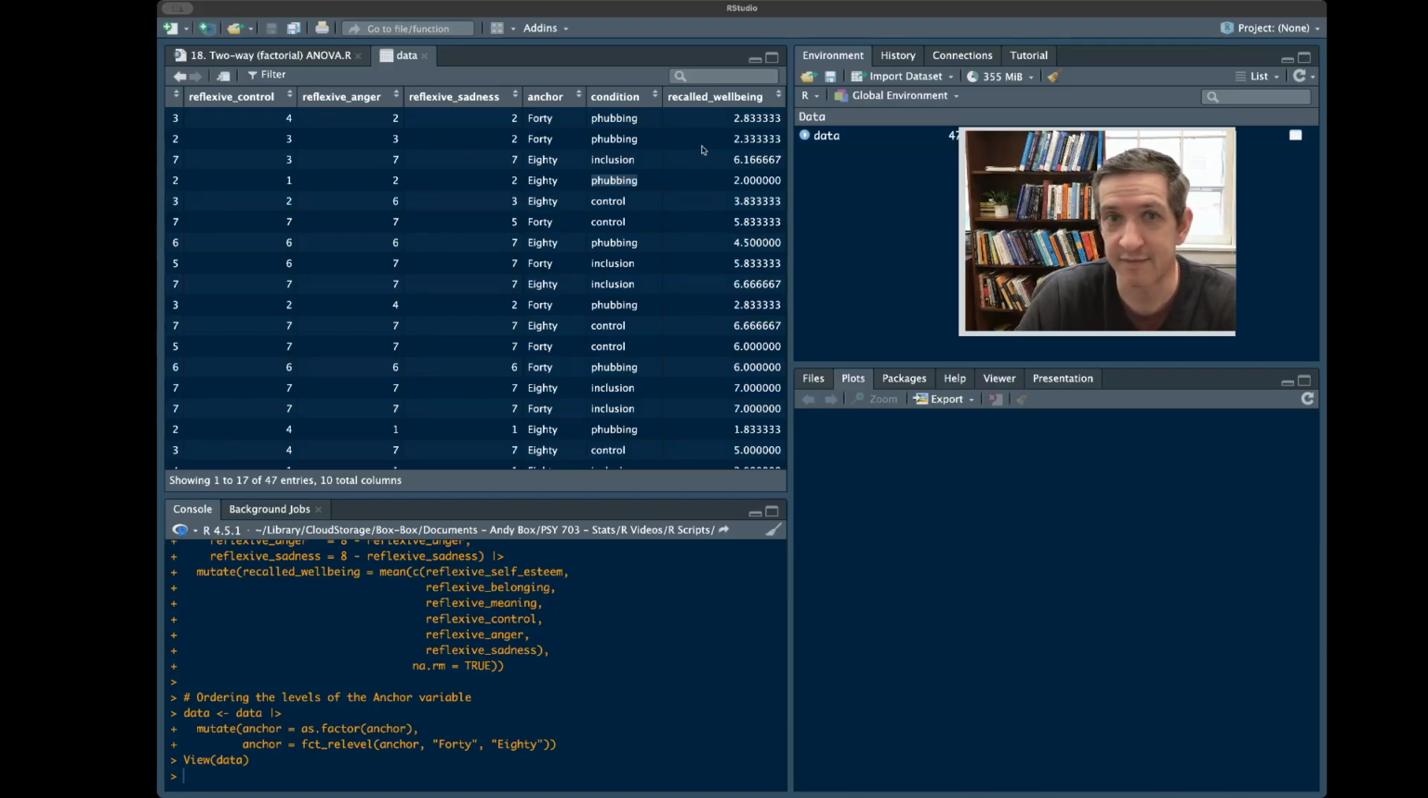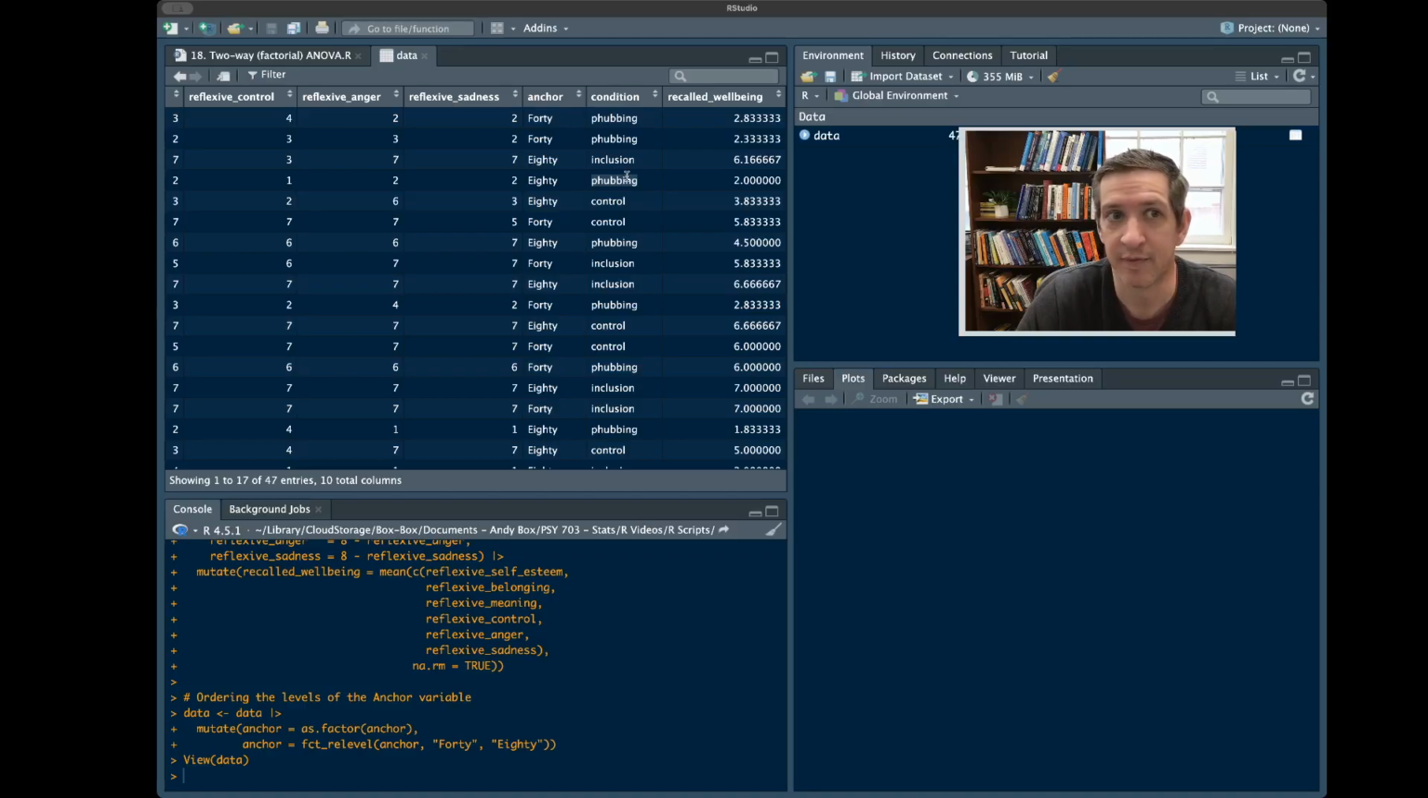Cool, so that's familiar. What's new here is now we have a second factor, or another independent variable, and that is called anchor here. So prior to this, in an unrelated task, people were asked to estimate the number of Skittles in a bag, and half of them were anchored to the number 40, and the other half were anchored to the number 80.